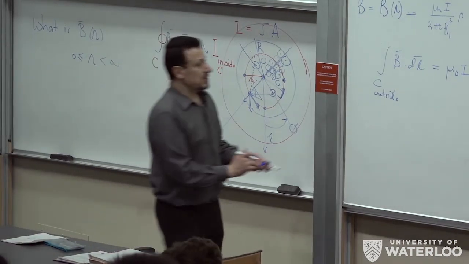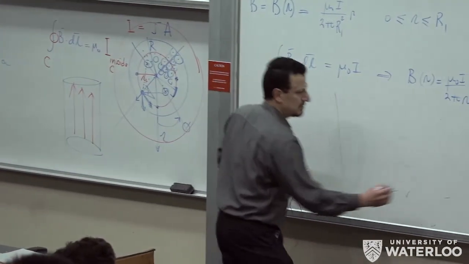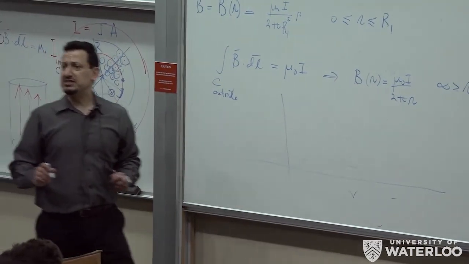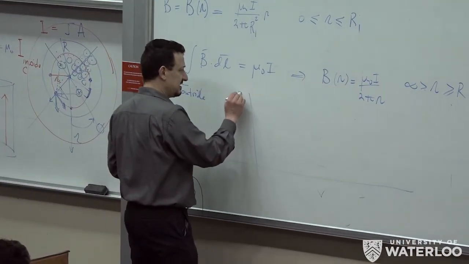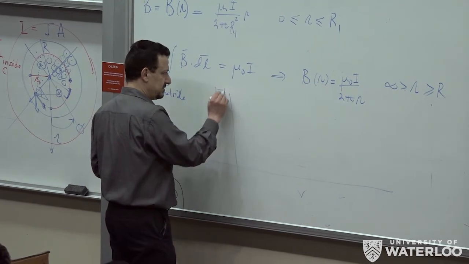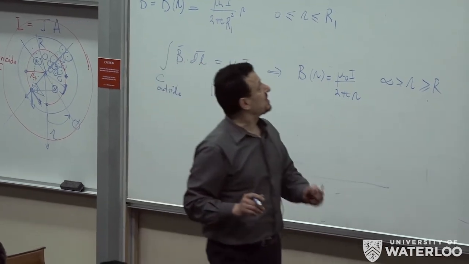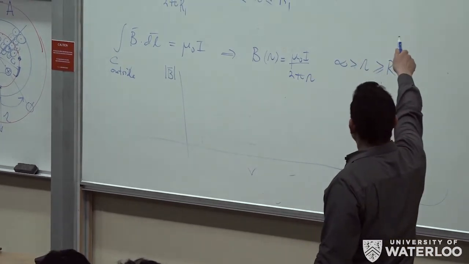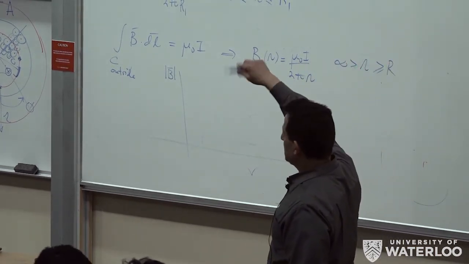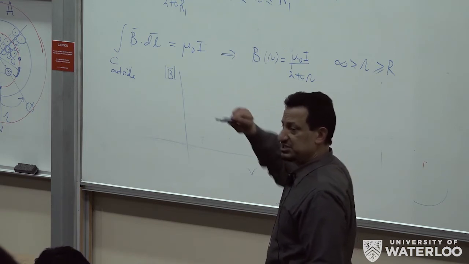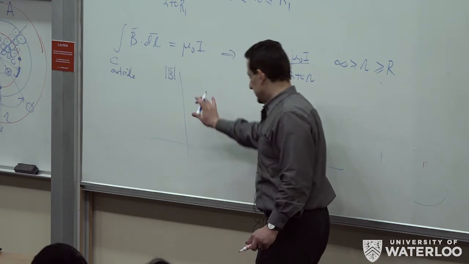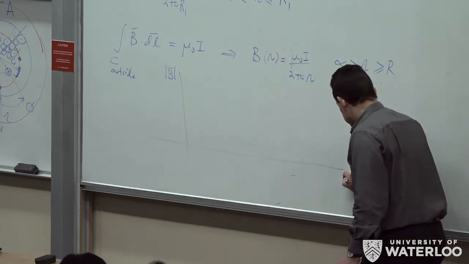So now if we were to plot this, I'm going to plot the field magnitude as a function of the radial distance. I only evaluated the magnitude of the field. Where is the direction of the field? The direction is in the phi direction. So I'm going to plot B as a function of R.